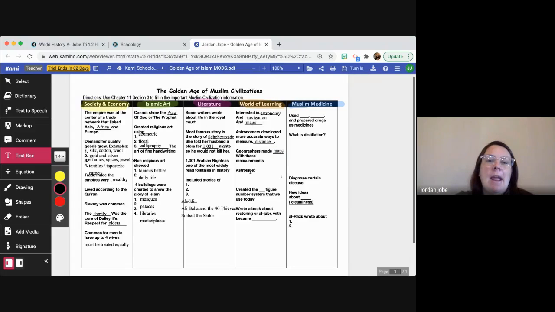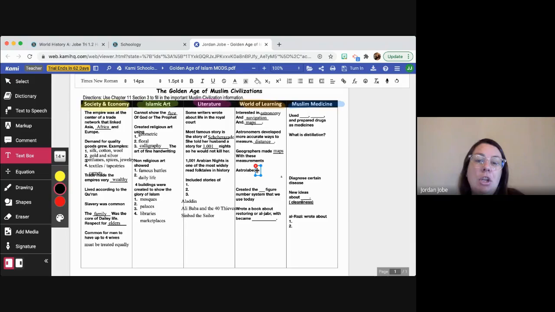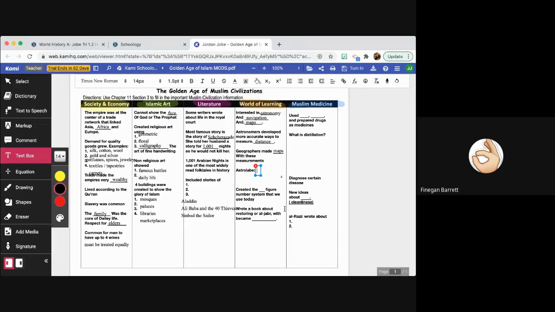Okay, then they created or continued to use the Greek invention called the astrolabe. And what does the astrolabe do? What is it? What does it help?